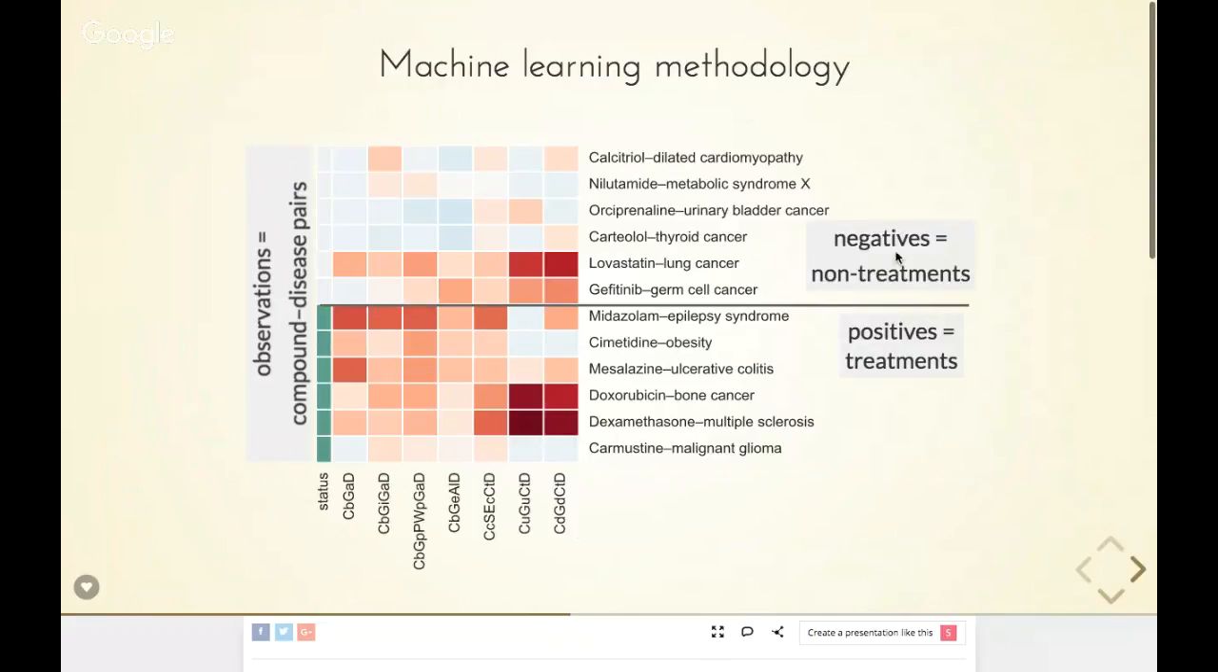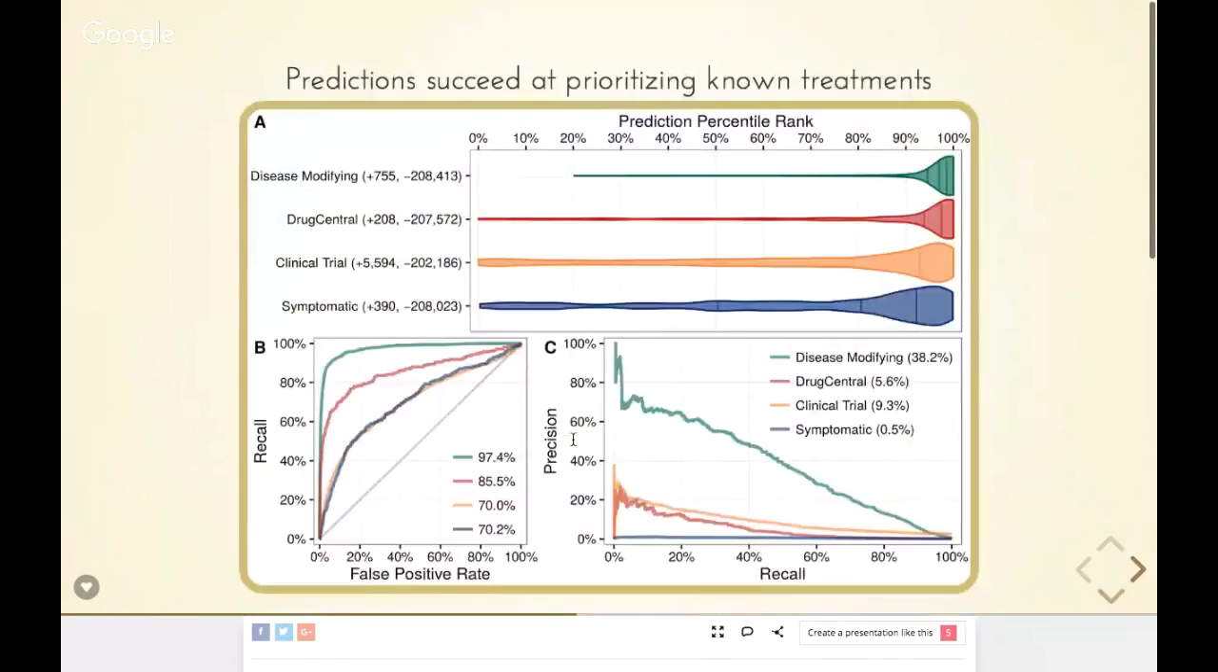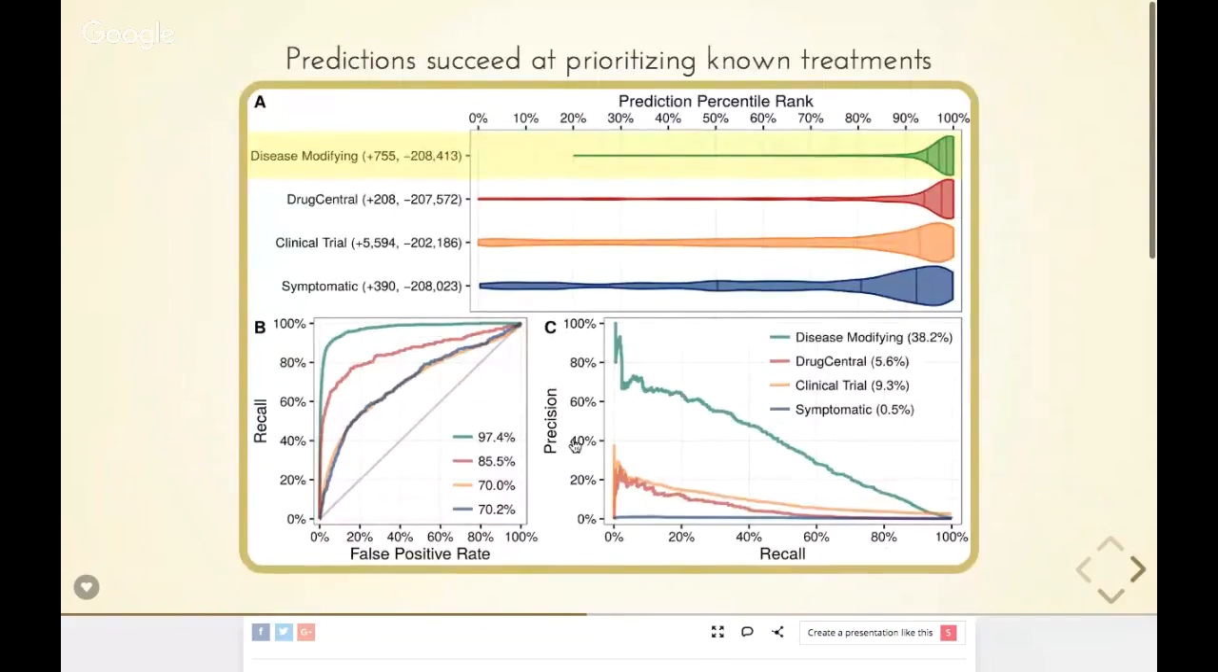We end up fitting a model where we know that some are known treatments and the other ones are non-treatments. So we try to see what types of paths occur more frequently between the treatments and the non-treatments. And we were able to predict relatively well using this method. For example, we were even able to predict treatments that were currently in clinical trial.